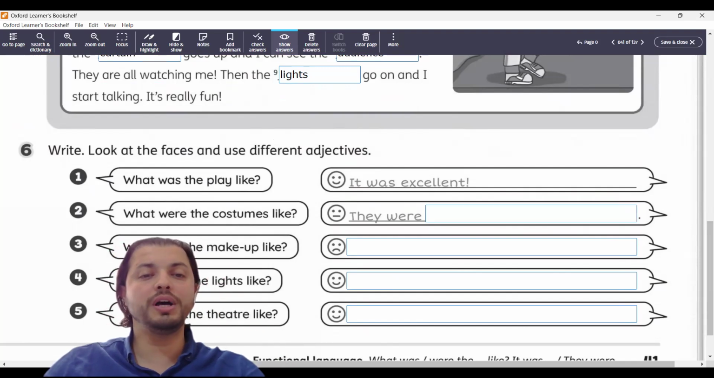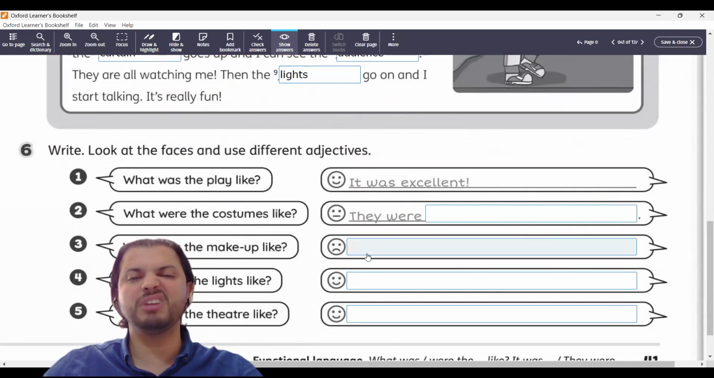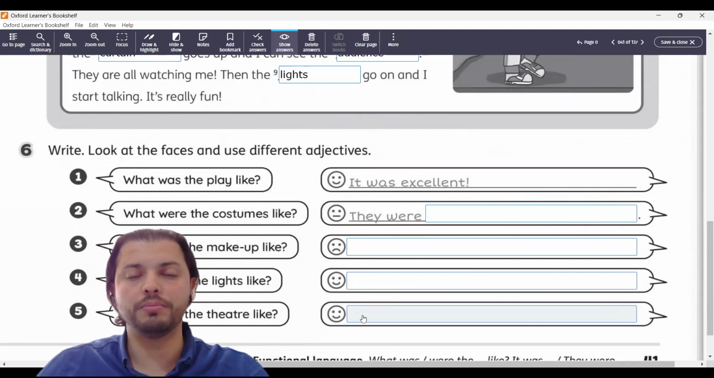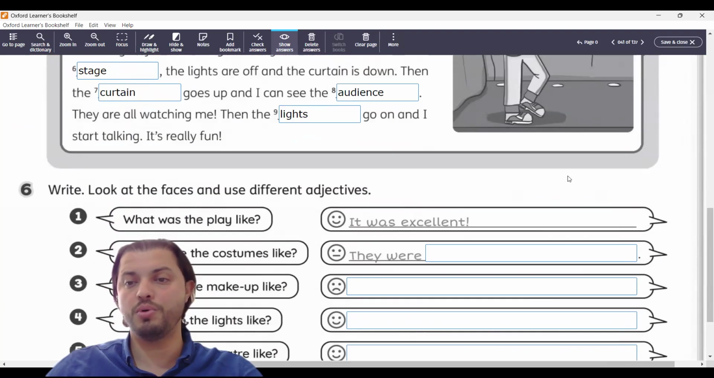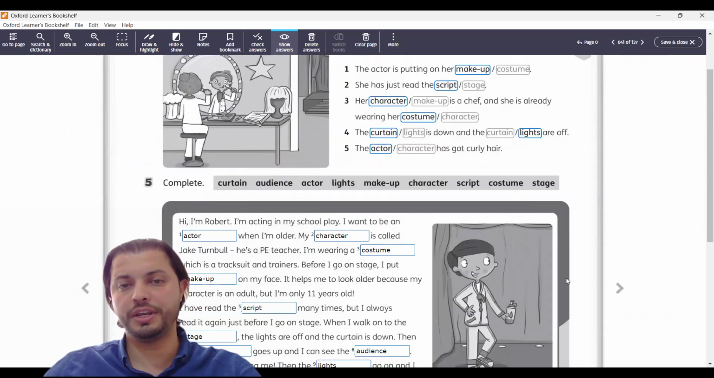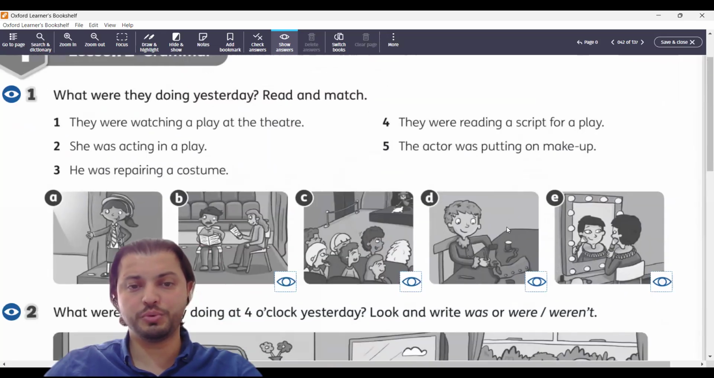What was the makeup like? It was bad. What were the lights like? They were great. What was the theater like? It was awesome, beautiful. You can say any one of these, okay? So let's go on to the next page. Now let's see what it says, guys.